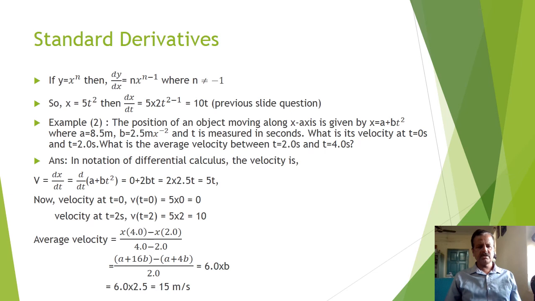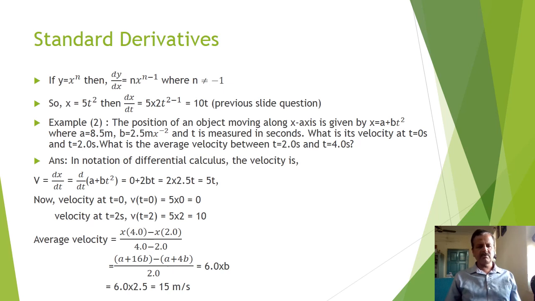So it becomes 2 into bt. So 2 into bt is 2 into 2.5 into t, where b is 2.5. So it becomes 5t. So velocity at 0 second now becomes definitely 5 into 0, that is 0. Velocity at 2 seconds becomes 5 into 2, that is 10. This is how we find the instantaneous velocity at 2 seconds and the instantaneous velocity at 0 second. So definitely it has different velocities.